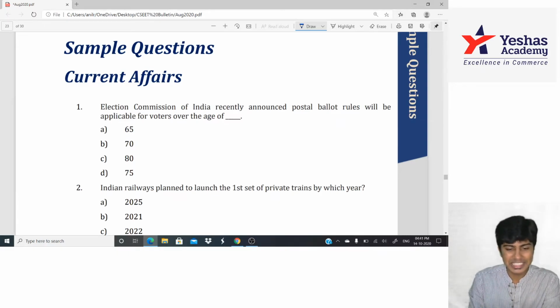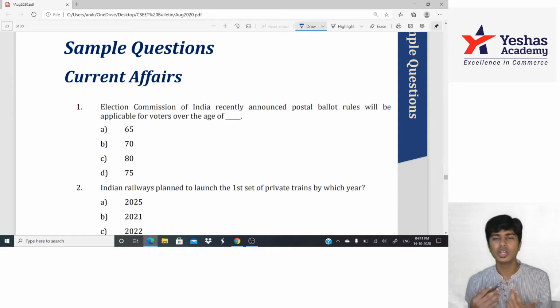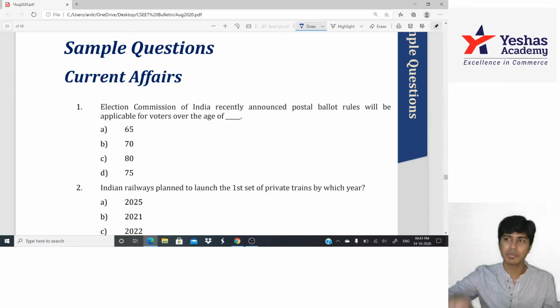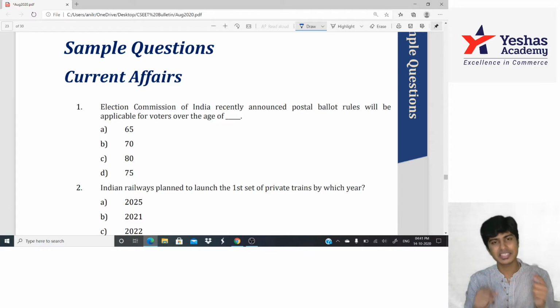Yeah. Election Commission of India recently announced postal ballot rules. Very basically, there are a lot of people who are allowed to vote not by physically going there, pressing the button and taking the ink on their hand. There's a concept of postal ballot. This is usually allowed to those people.